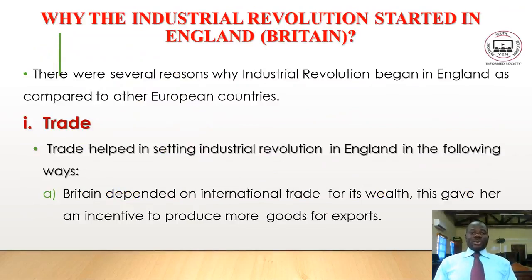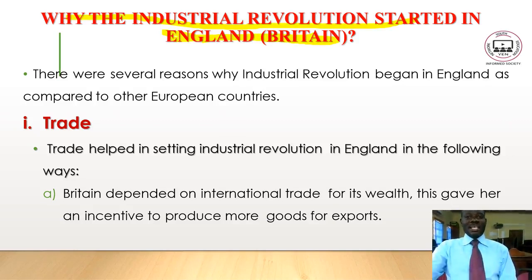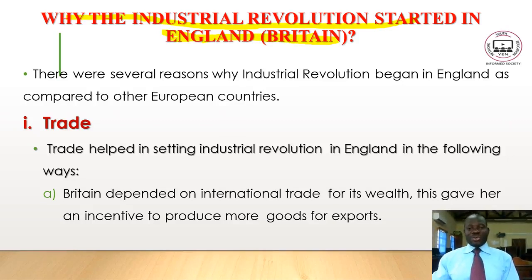Here we are going to talk about the reasons why the Industrial Revolution started in England, or in Britain. The Industrial Revolution, mass production, started in Britain. So what were the reasons? There were several reasons why it started in Britain as compared to other countries. Number one is trade. Trade helped in setting up the Industrial Revolution in England in a number of ways. We are saying that it started in England, number one, because of trade.